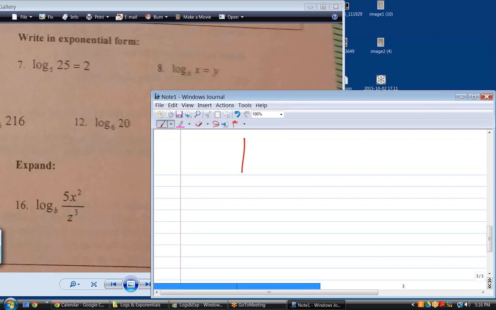Do 8. Log base b of x equals y. What is the exponential expression? Y equals b to the x power. Okay, hold on. That's a b. Y is the exponent. Has to be, because logs are exponents. So whatever our exponential expression is going to be, y needs to be the exponent.